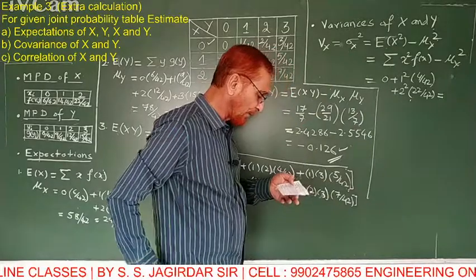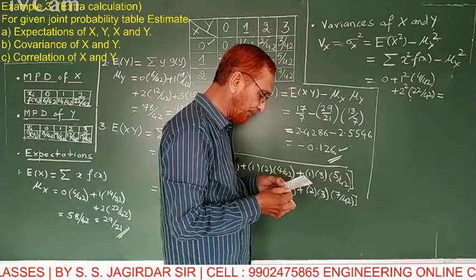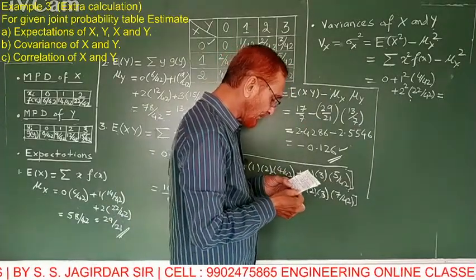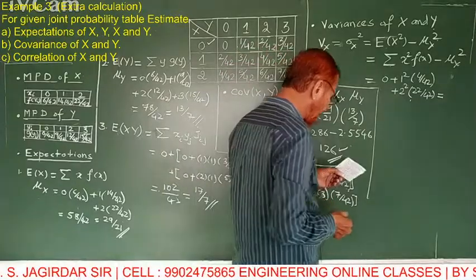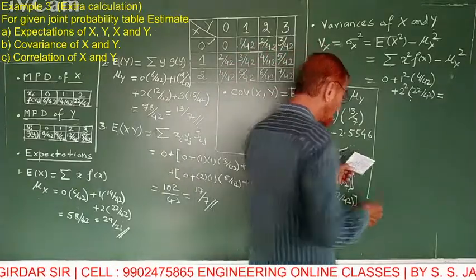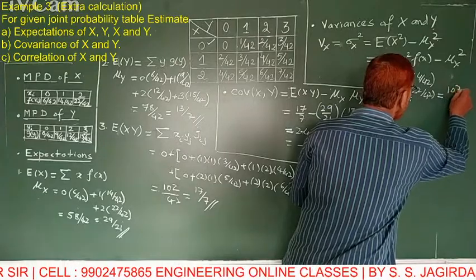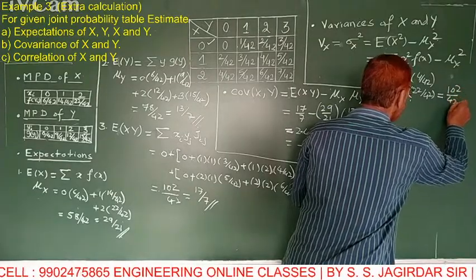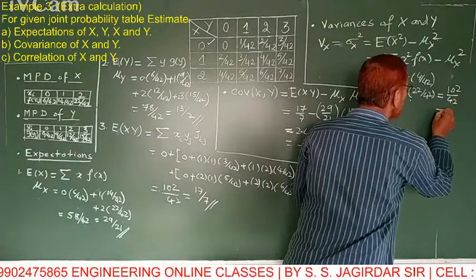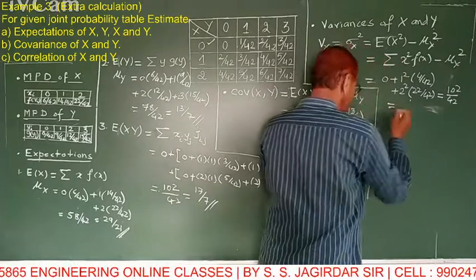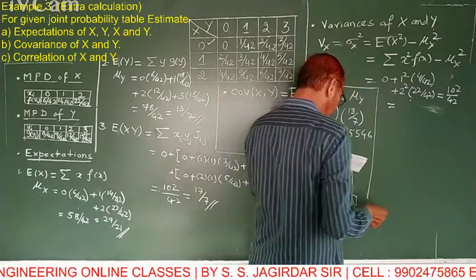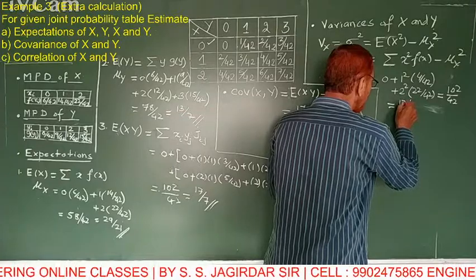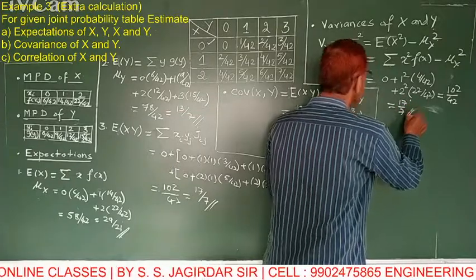So if you work this out, what will you get? That is equal to 102 upon 42. Please work it out, you will get 102 upon 42, and therefore that is 17 upon 7. So this is sigma X square.